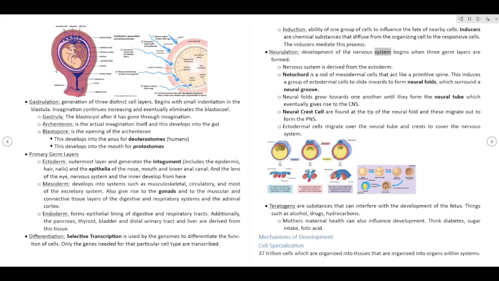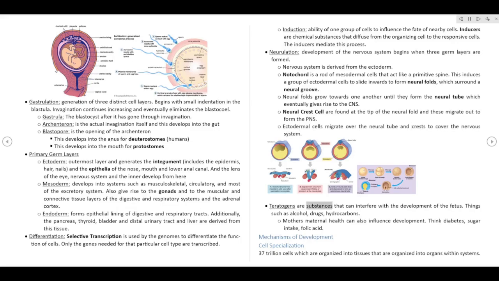Neurulation. Development of the nervous system begins when the three germ layers are formed. The nervous system is derived from the ectoderm. The notochord is a rod of mesodermal cells that acts like a primitive spine. This induces a group of ectodermal cells to slide inwards to form neural folds, which surround a neural groove. Neural folds grow towards one another until they form the neural tube, which eventually gives rise to the CNS. Neural crest cells are found at the tip of the neural fold, and these migrate out to form the PNS. Ectodermal cells migrate over the neural tube and crests to cover the nervous system.